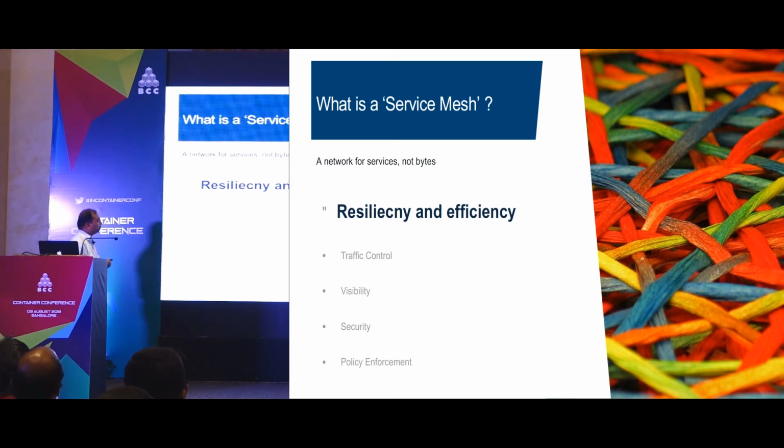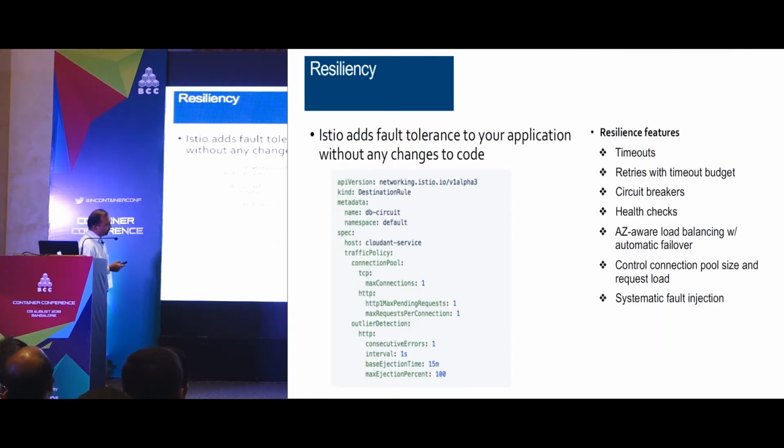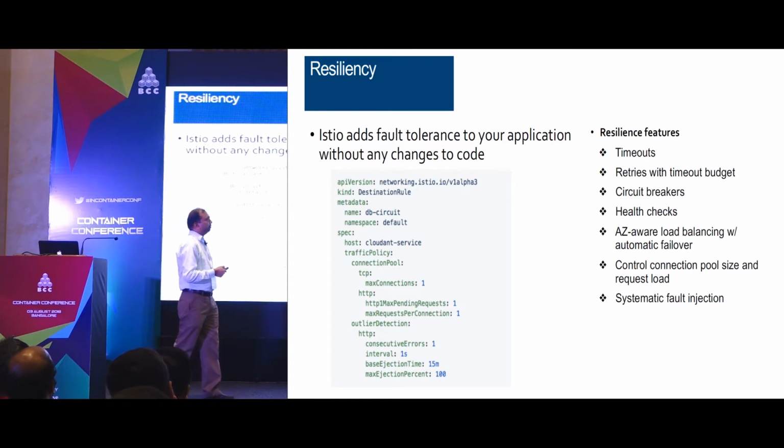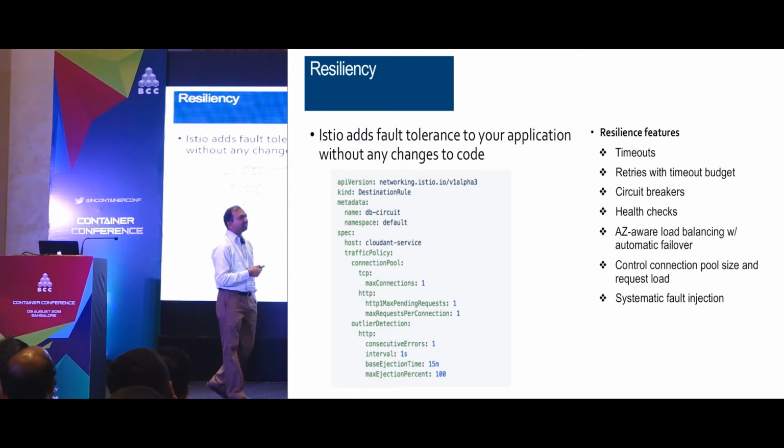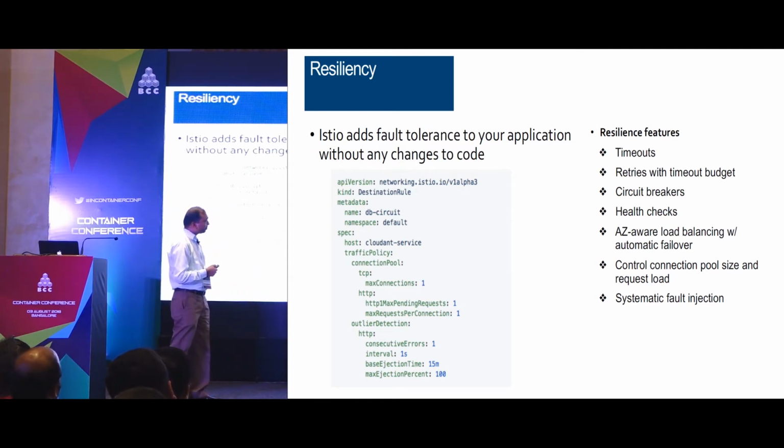Then there is traffic control. Let's say you have two different versions running and you want to control the traffic there, right? In that traffic control, there are multiple things: there is traffic splitting, there is traffic steering and all that. Those concepts, I think we'll cover in the next slides. So when you say resiliency, these are the things which come as a part of it. There could be timeouts, there could be retries, and there is something called circuit breakers, right? So you need to define those circuit breakers.